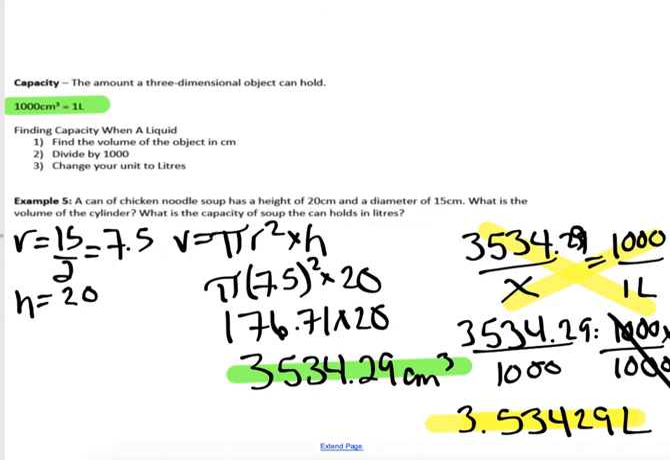So you don't need to do the cross multiplication thing. If you're given centimeters cubed, you can just divide by 1,000. That is perfectly acceptable. If you're not given centimeters cubed, you're probably going to want to change it to centimeters before doing anything else because we only have a conversion for centimeters right now.